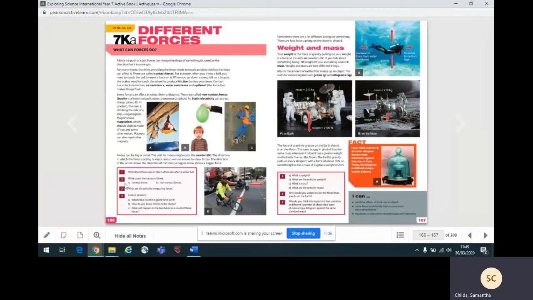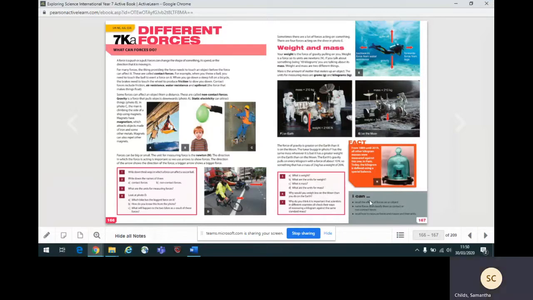You will find that there are questions throughout the text. Answering these will ensure that you have understood the ideas given in the text immediately before the question and help you understand where you might have to do more work. On some pages, you may find different types of text. Here on 7KA Different Forces, there is a fact box. The fact box gives you an interesting fact which is associated with the topic page.